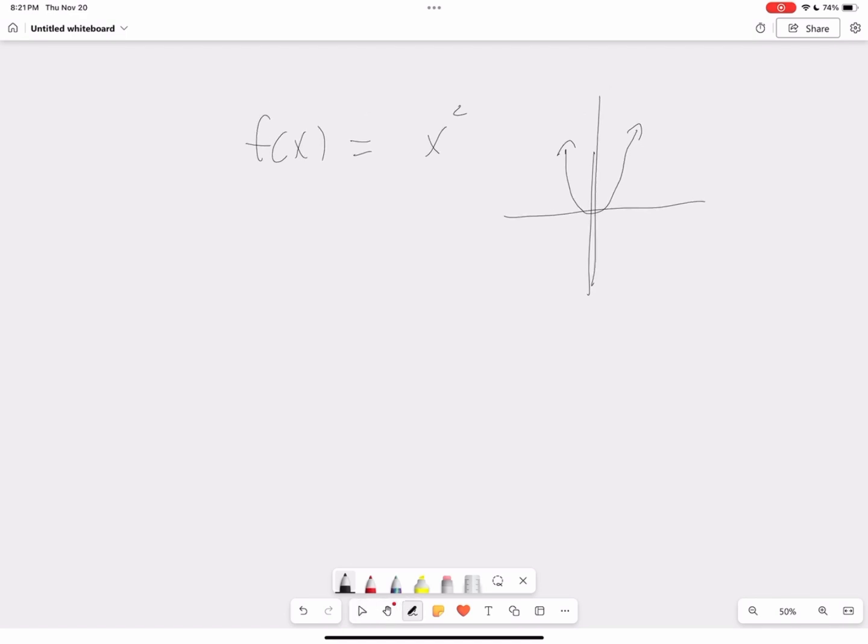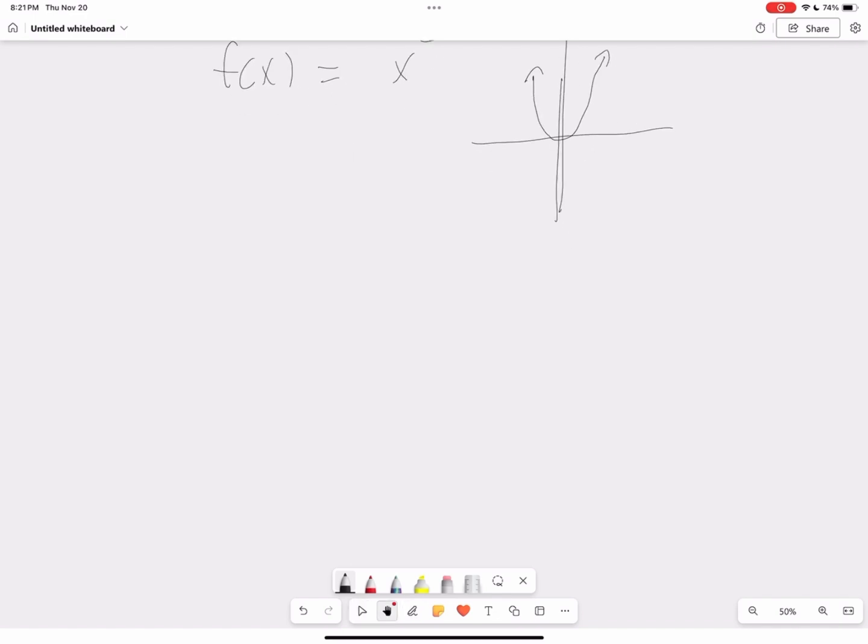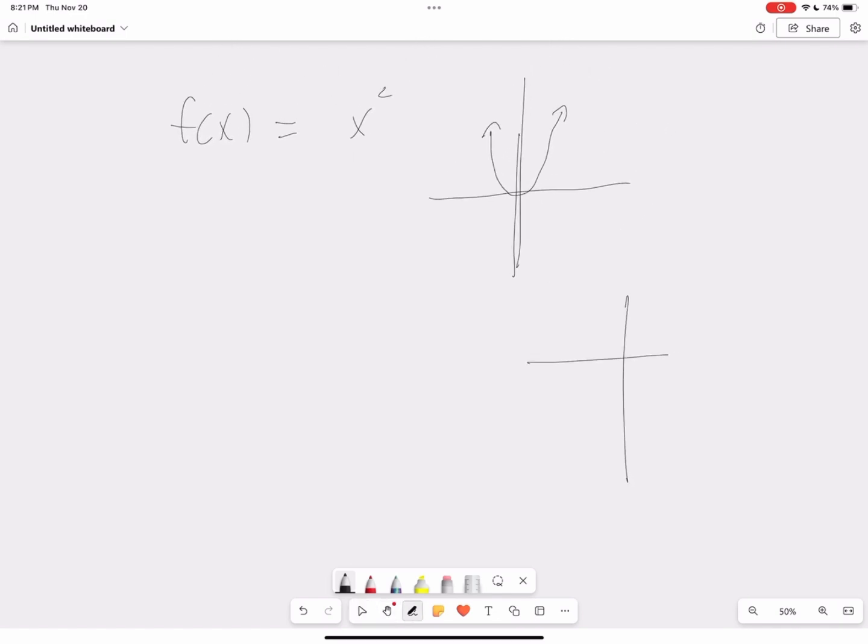So this is an approximation. How can we build an exact graph and get ordered pairs, like x and y values, for this? Well, we can make a point, or like a table. So we have f of x equals x squared. So let's plug in x's. So let's plug in the 1.